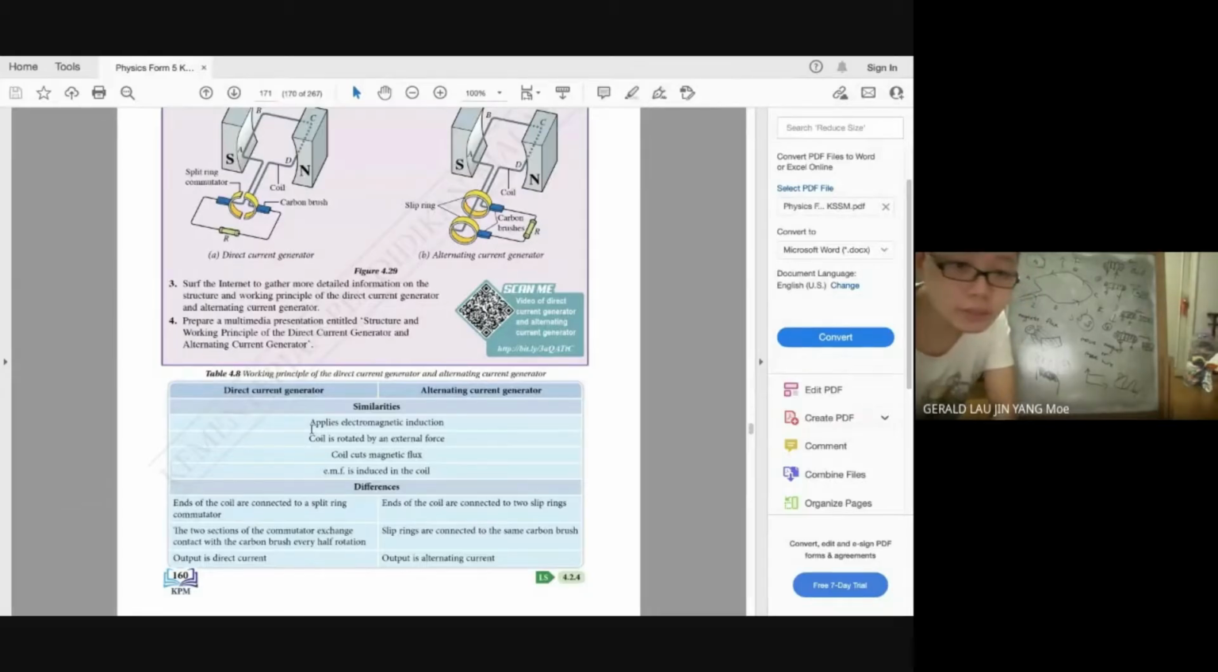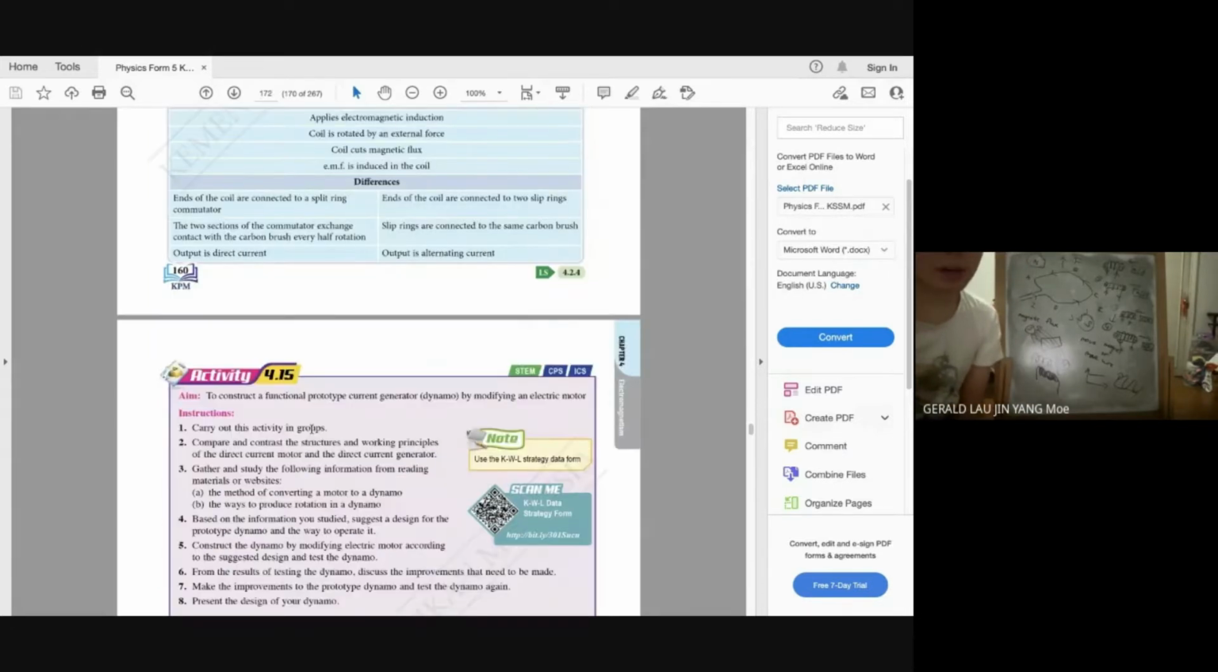The ends of the coil are connected to a split ring commutator in the DC generator, whereas the ends of the coil are connected to two slip rings in the AC generator. Two sections of the commutator exchange contact with the carbon brush every half rotation. Slip rings are always connected to the same carbon brush. The output is direct current in one, and the output is AC, alternating current, in the other.